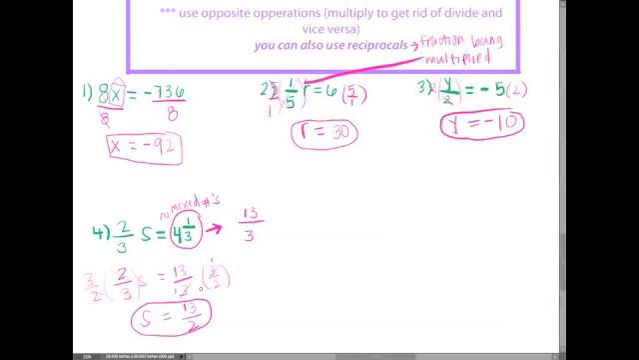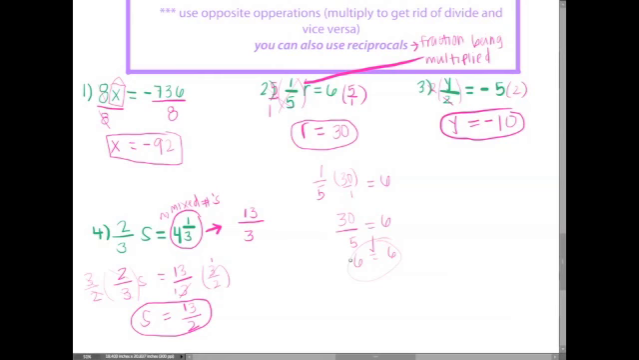And just like yesterday, if you ever get lost, you can always just re-plug in the number that you find into the original problem and check your answer. So since my cursor is over here on number 2, let's check number 2. The original problem was 1/5 times r, but I know r is 30, equals 6. So 30 times 1, remember this is really 30 over 1. So 30 times 1 is 30, 5 times 1 is 5, 30 divided by 5 is 6, so I know I have a good answer.